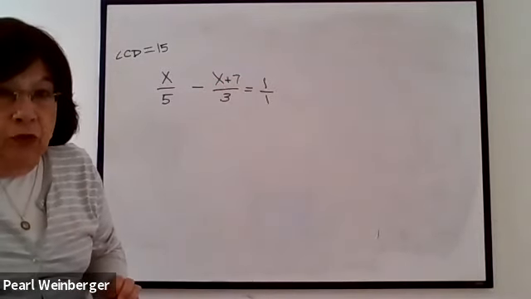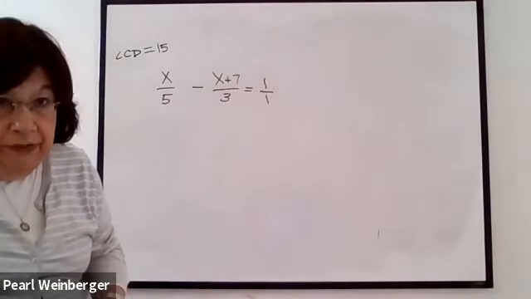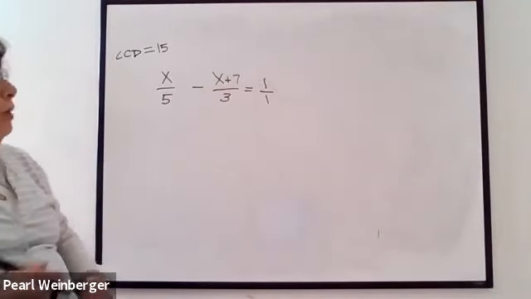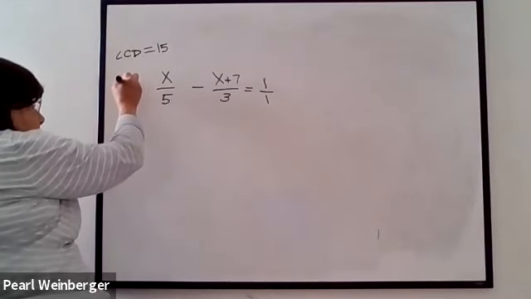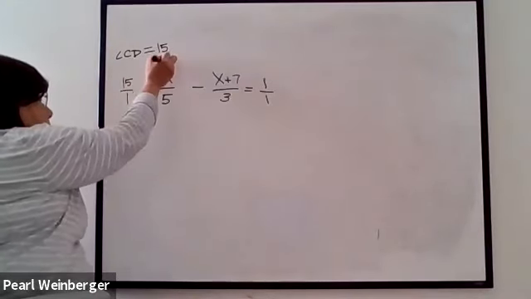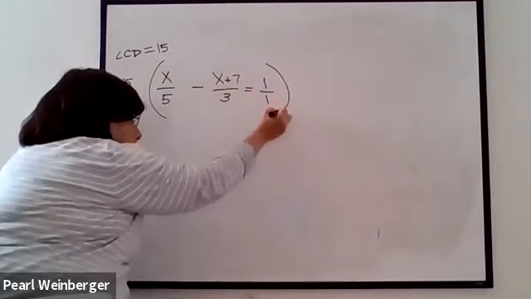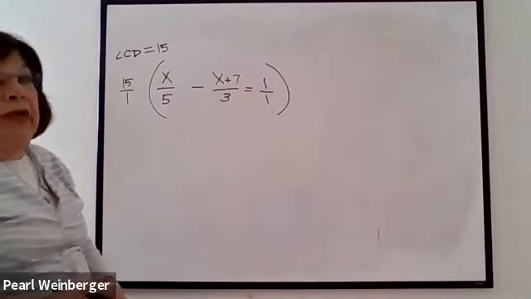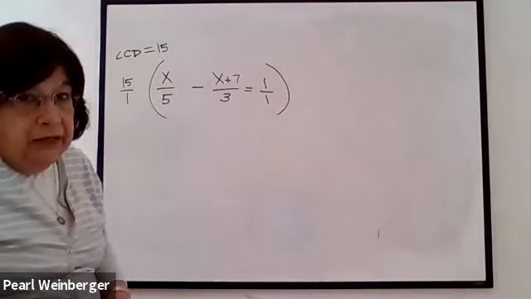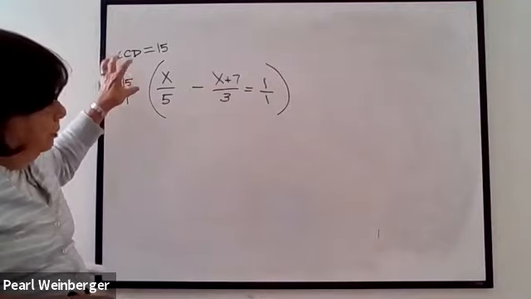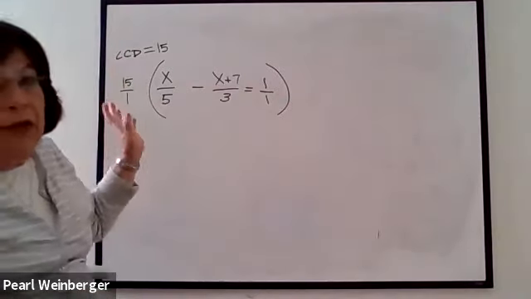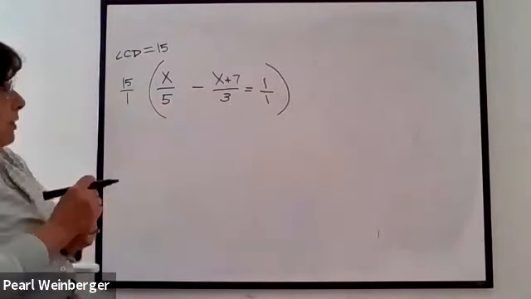Once you've decided what your least common denominator is, you're going to put that least common denominator, the 15, over 1, and you're going to multiply your whole equation, both sides, by the 15 over 1. You take your common denominator, put it over 1, and multiply your whole equation by that.